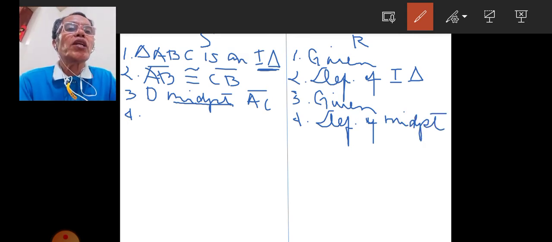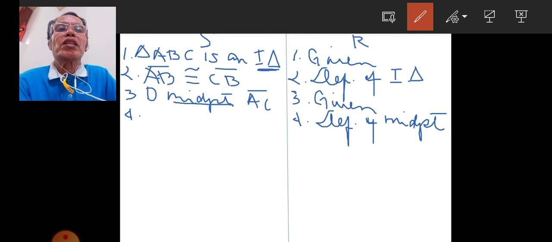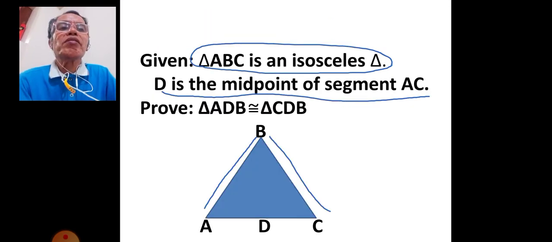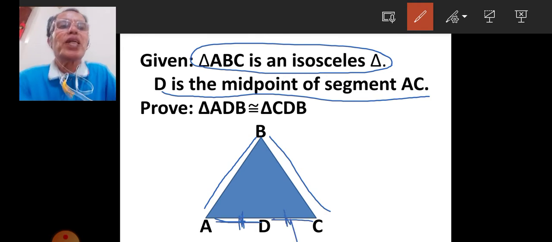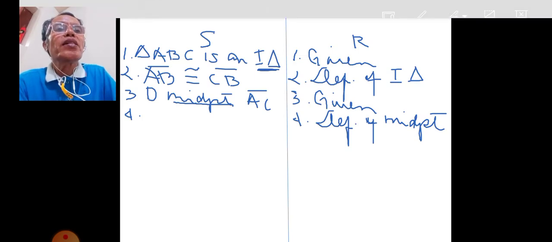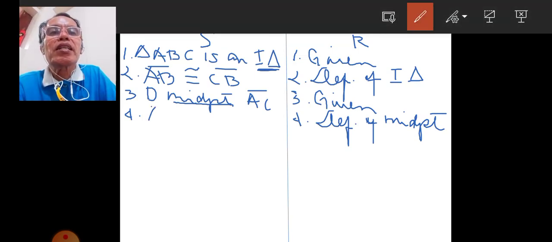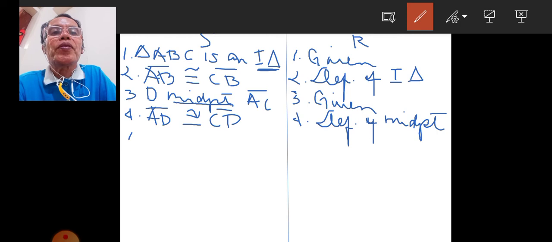And what is the role of the midpoint? A midpoint is a point that divides the segment into two congruent segments. So therefore, in your statement number 4, you have to state the two segments that are congruent. What are those? Those are segment AD must be congruent to segment CD.